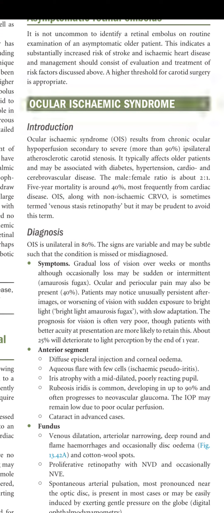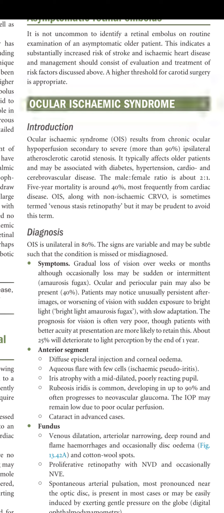It typically affects older patients and may be associated with diabetes, hypertension, cardio and cerebrovascular disease. Most of the time, it occurs in an older patient. The male to female ratio is 2:1. Five-year mortality is around 40%, most frequently from cardiac disease.